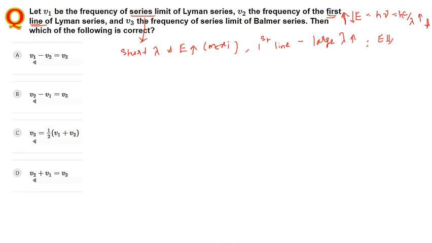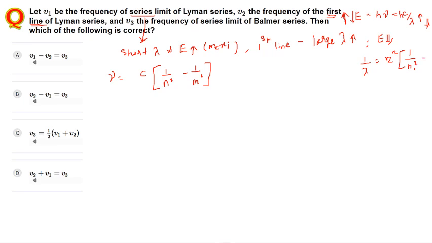Now we have seen already the frequency formula, nu is equal to c into 1 by n square minus 1 divided by m square. Hope you remember this one. Now the frequency here, 1 by lambda, is equal to Z square into 1 by n1 square minus 1 by n2 square. Like that the formula will come.